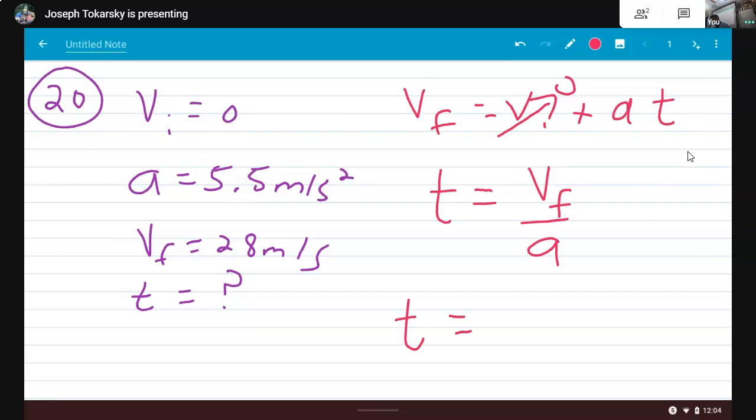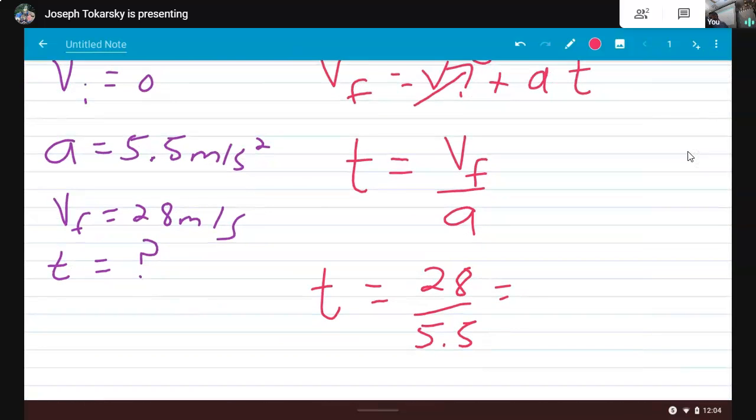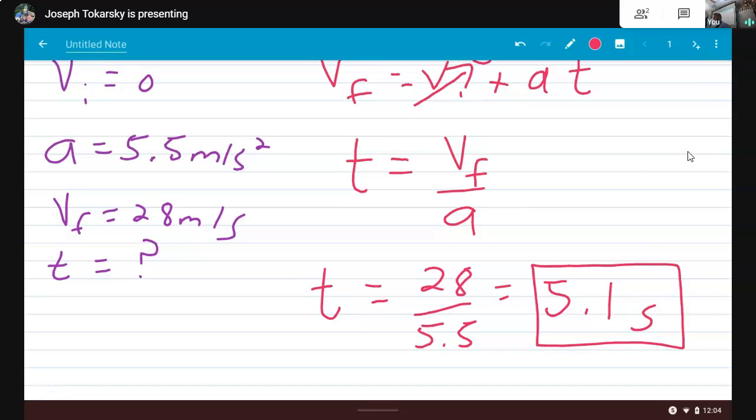The time that it takes for this to happen is going to be 28 over 5.5. Are our units all good before we go any further? Yeah, meters per second squared, meters per second, everything meshes there. So if I divide these, that's how you should get around 5.1 seconds. This is time. You good on that one?